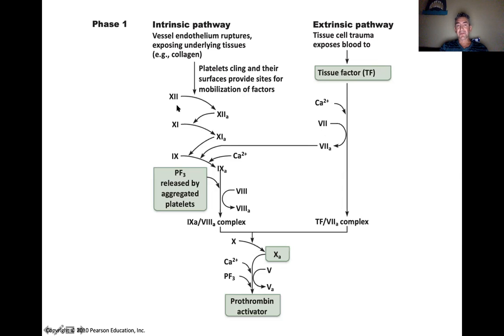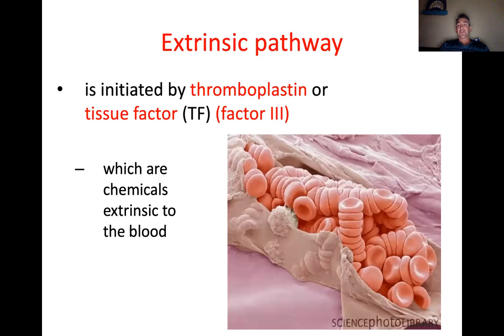It's a biochemical pathway. So basically 12 initiates 12A, which initiates 11, which initiates 11A, 9 with the effect of 7A, with the effect of calcium, triggers 9A, and it just keeps going on and on till we get to our prothrombin activator. Hopefully this makes a little bit more sense.